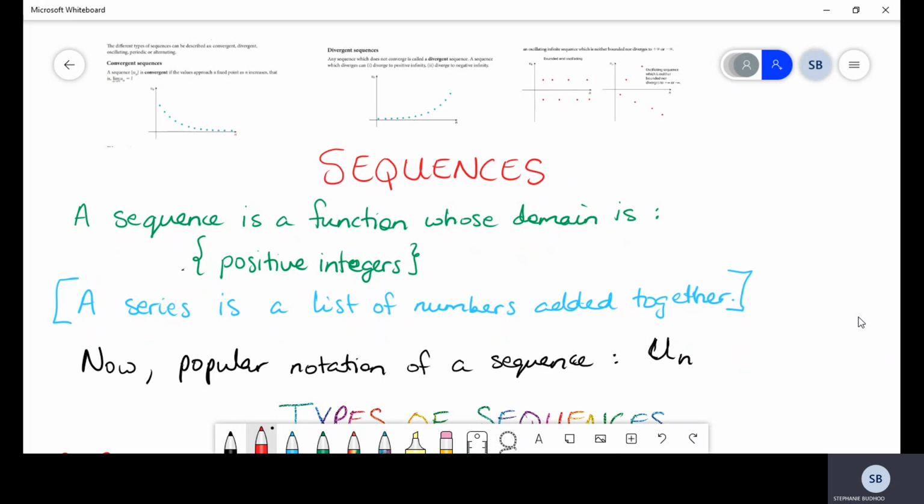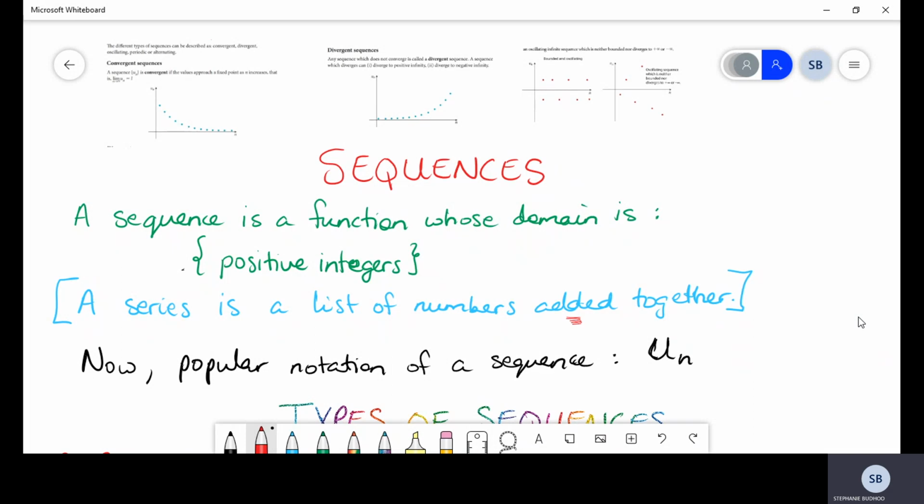Definition, right? So a sequence is a function whose domain is a set of positive integers. It's just a set of numbers that are positive. We will be getting into series a little later, but I wanted to highlight the difference right now. A series also contains a set of positive integers, except the only differentiation between the two is that a series is a list of numbers that are actually added together. That's the key component there.